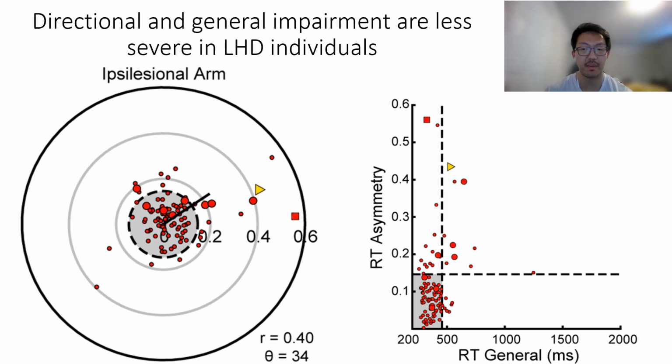Now we move on to left hemisphere damaged individuals. For reaction time asymmetry, left hemisphere damaged individuals displayed similar results to the right hemisphere damaged, but the asymmetry was towards the top right and was less strongly correlated. Interestingly, when we look at the figure on the right, comparing reaction time asymmetry and general, we can see the impairments in general are less than in asymmetry. 24% of left hemisphere damaged individuals were impaired in reaction time asymmetry, but only 12% were impaired in general. Across the two parameters, we found 30% of all left hemisphere damaged individuals had reaction time impairment.